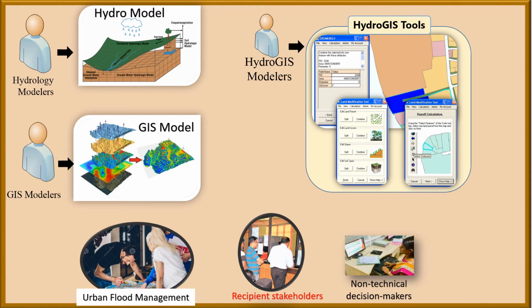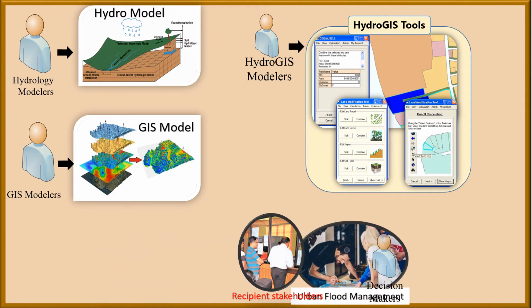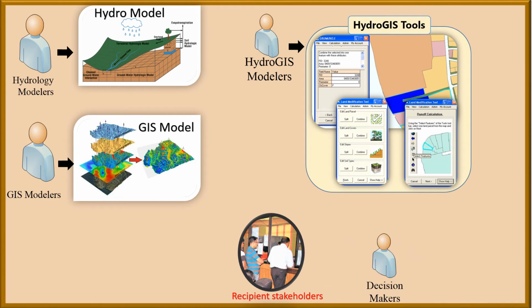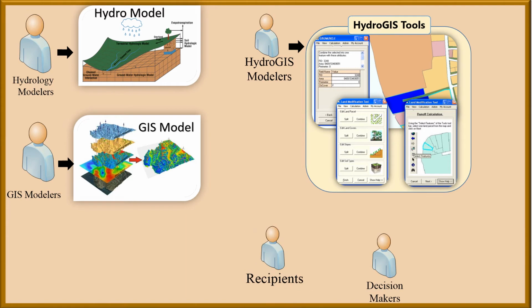The fourth component of the framework is decision makers. They make flood management decisions using the HydroGIS tool. The final and fifth component in the model is recipient stakeholders. They are the prime target of flood management service delivery. They have to adjust their practices according to the flood management decisions. Then, they may support or resist the decision.